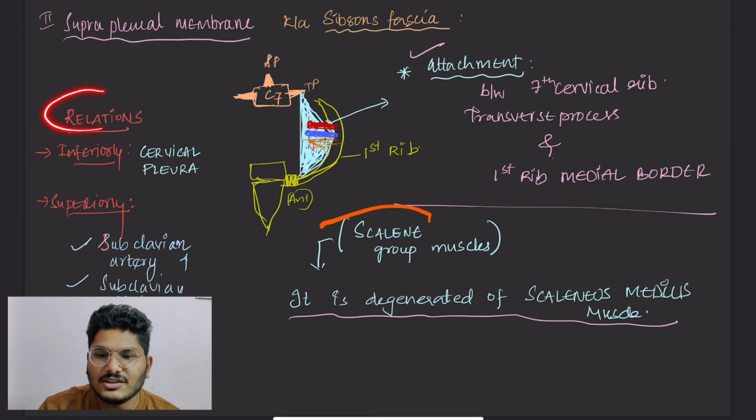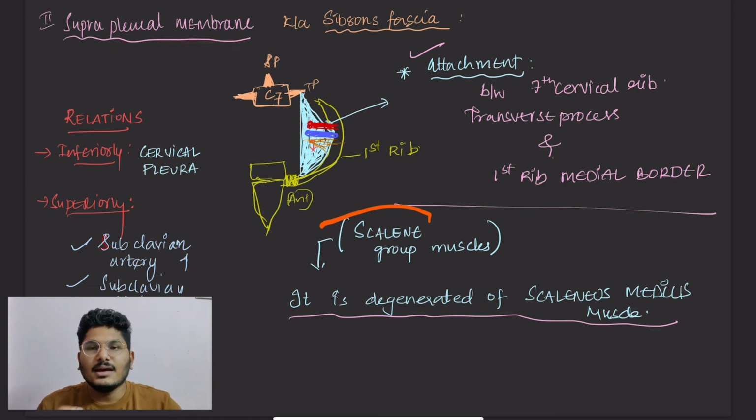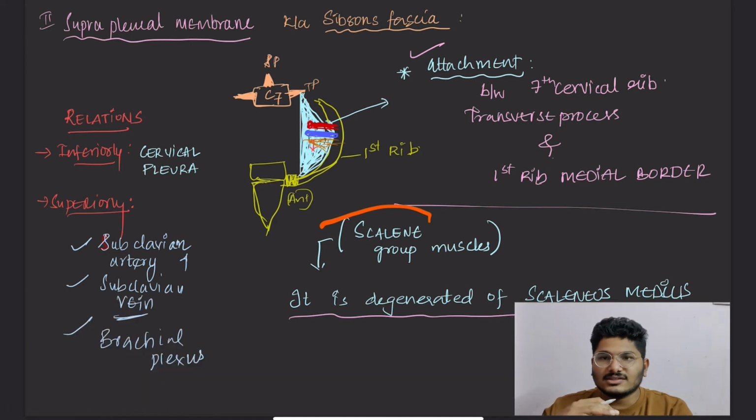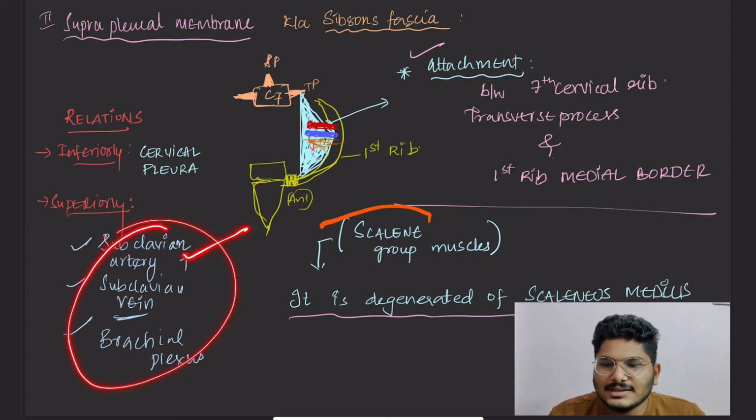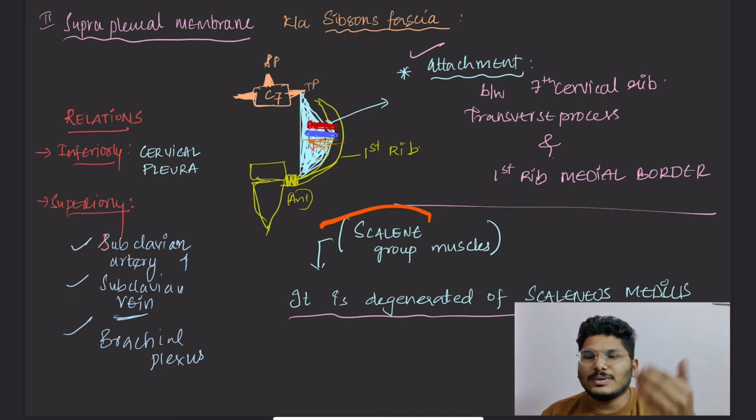If we talk about the relations, inferiorly there is the cervical pleura. Because it's a suprapleural membrane, it is just above the cervical pleura, that is the apical pleura. Next, superiorly above this fascia, we have the neurovascular bundle. Just above the first rib, we have the clavicle. Therefore, below the clavicle there run the important vascular structures, the subclavian vein and subclavian artery along with the brachial plexus, mainly the subclavian vein and artery, forming a superior relation to this suprapleural membrane or Sibson's fascia.